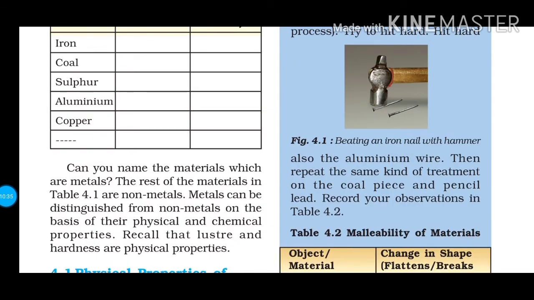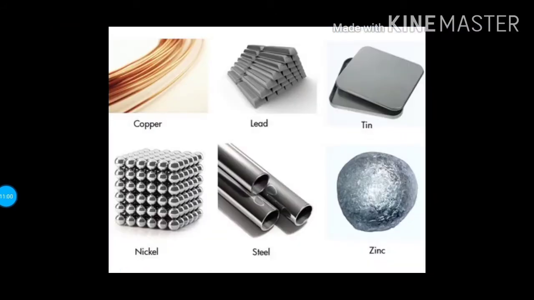Can you name the materials which are metals? The rest of the materials in Table 4.1 are non-metals. Metals can be distinguished from non-metals on the basis of their physical and chemical properties. Recall that luster and hardness are physical properties. Okay, so here we will discuss metals, non-metals and metalloids, means examples of metals, non-metals and metalloids.